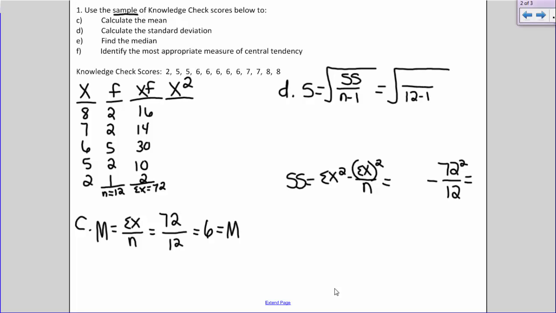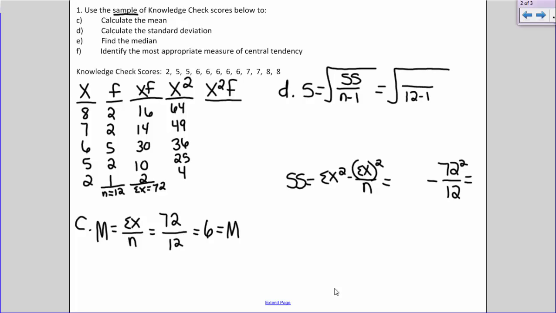So the first step, you find the squared version of each x value in your data set. Then you take that value and you multiply it by the respective frequency. So just squaring all my x's. 8 times 8 is 64, 7 times 7 is 49, 6 times 6 is 36, 5 times 5 is 25, 2 times 2 is 4.